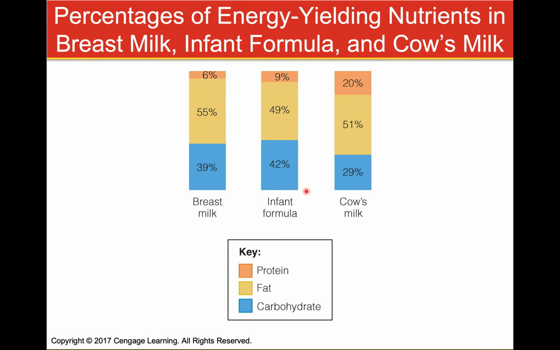Now we see what this looks like. We have breast milk: 6% protein, 55% fat, 39% carbohydrate. The infant formulas are designed to mimic this the best they can. And you can see that cow's milk is not an acceptable alternative to breast milk. It's 20% protein, 51% fat, and 29% carbohydrates. So as adults, right, we like our protein. But here, choosing the higher protein option is not going to be in the best interest of the infant.